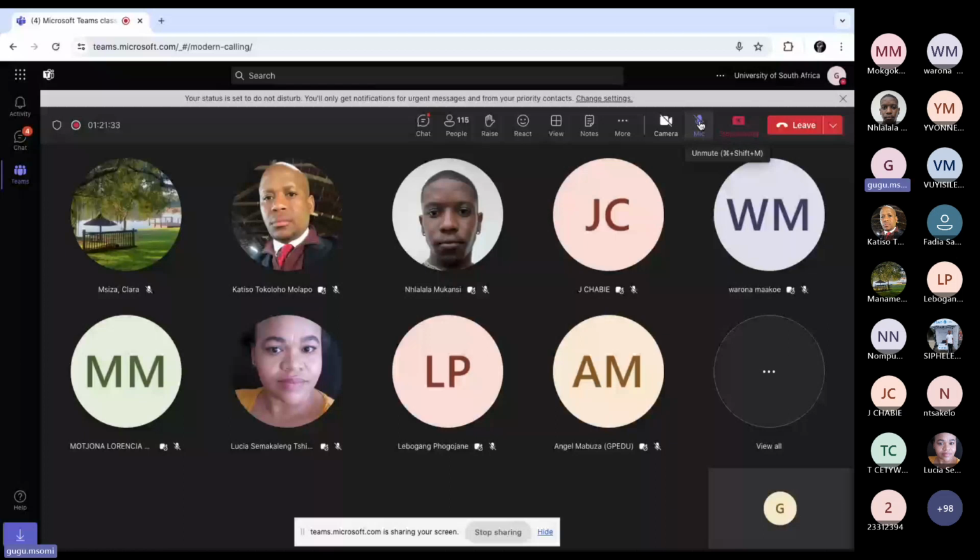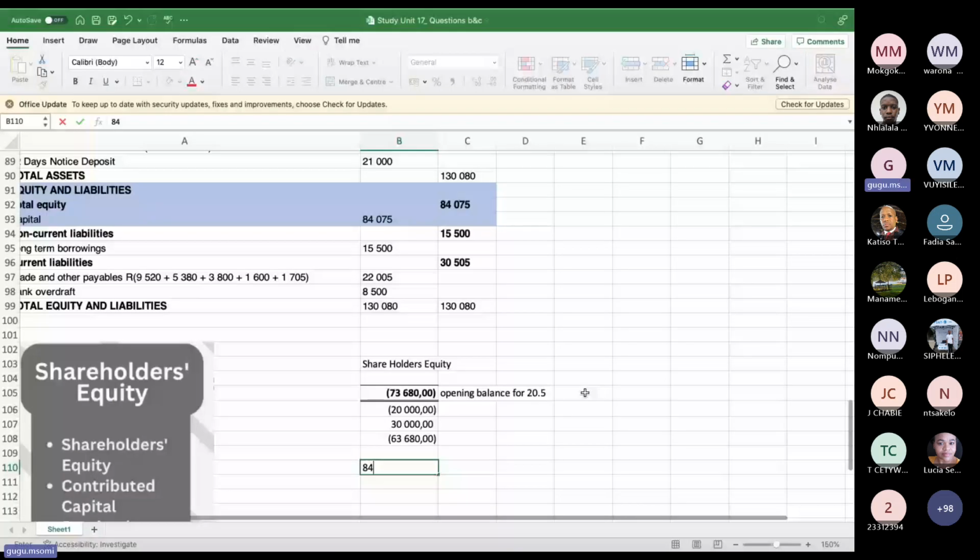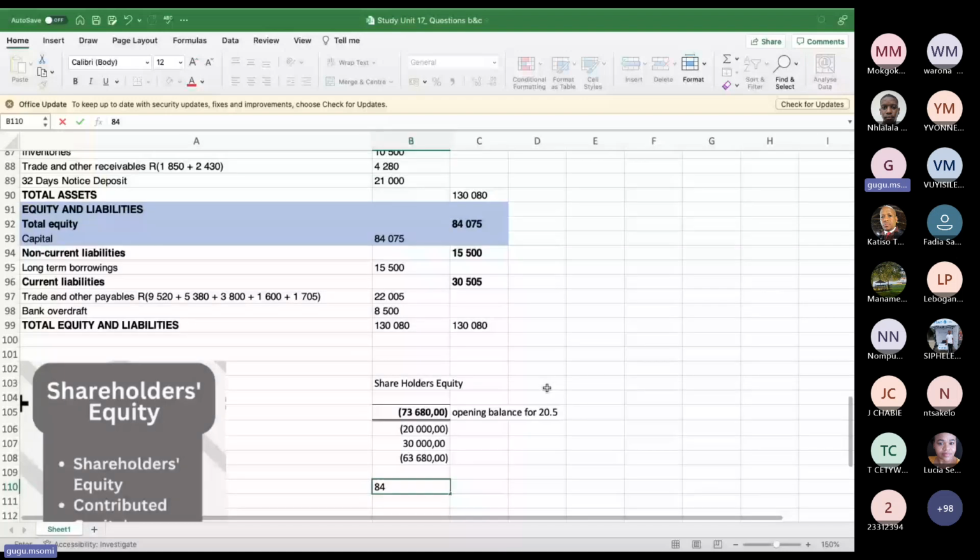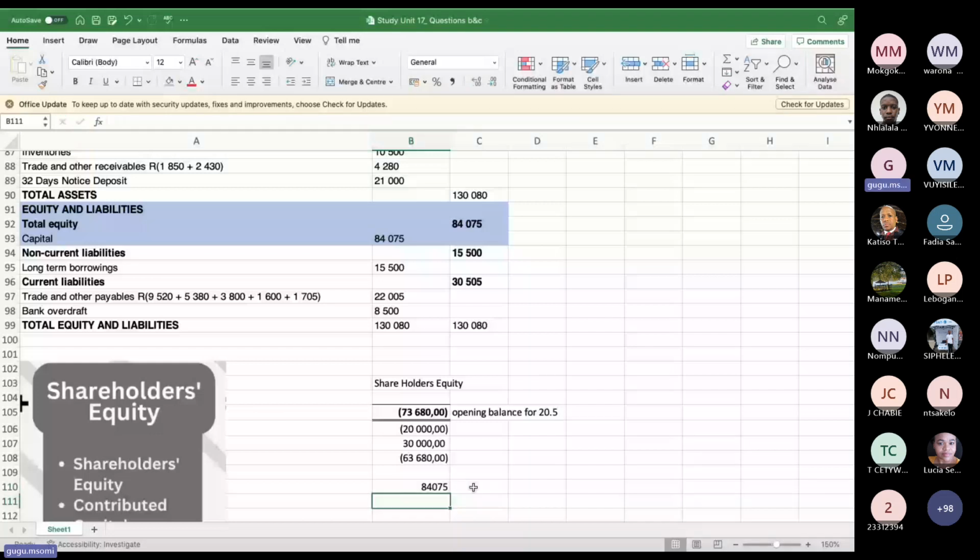Sorry about that. Question. Go back. Okay, I think I'm getting my signage wrong here, but let's continue. We'll fix it just now. So this is then the closing balance. The closing balance. Balance for 2025.